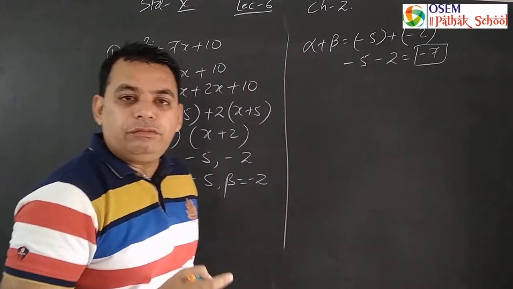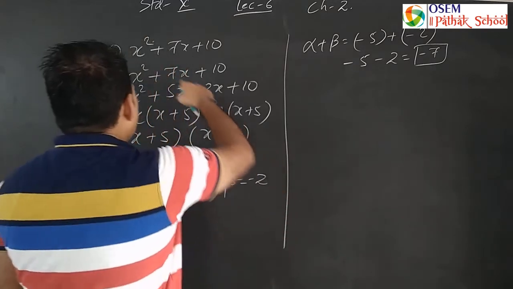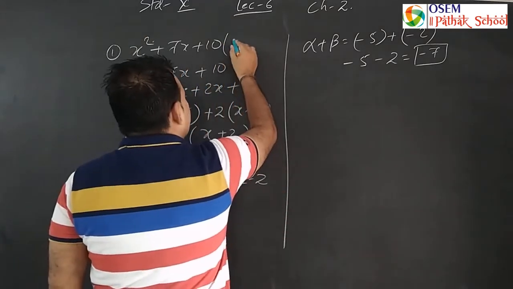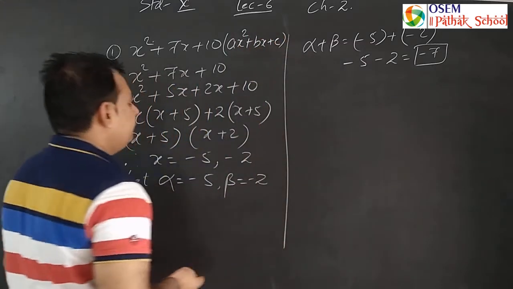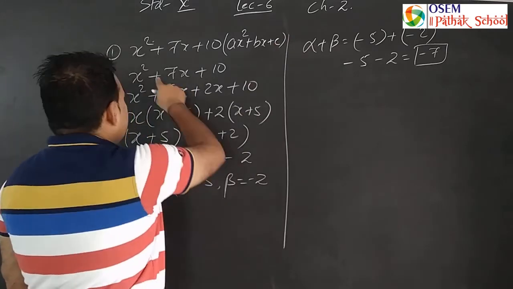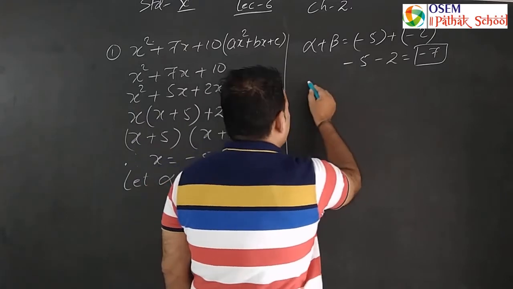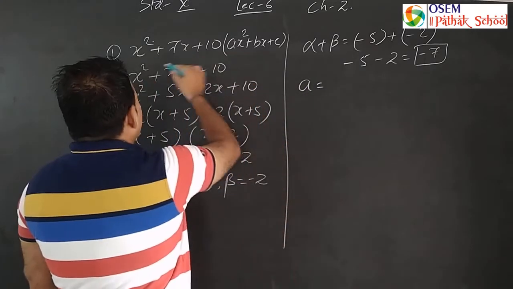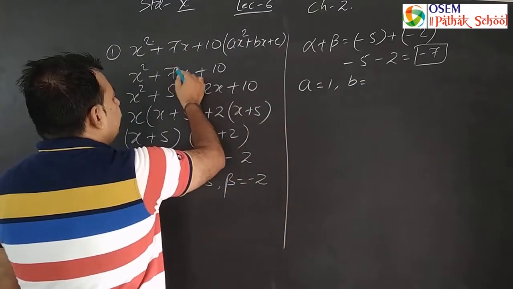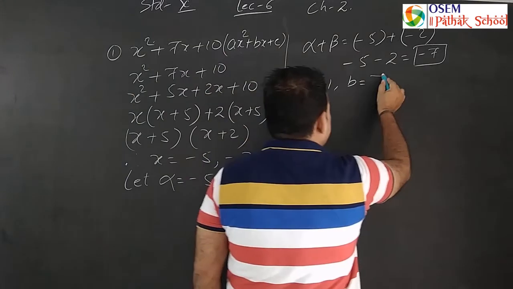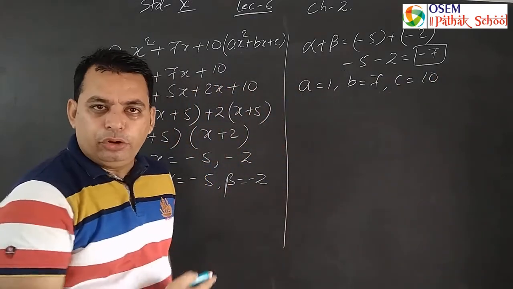Students, now as we know, we have to find the values of a, b and c in this equation, because a quadratic polynomial is in the form of ax square plus bx plus c. So I am writing down the value of a. You can see over here, a is 1, b is 7 and c is 10, from the quadratic polynomial you have been given.